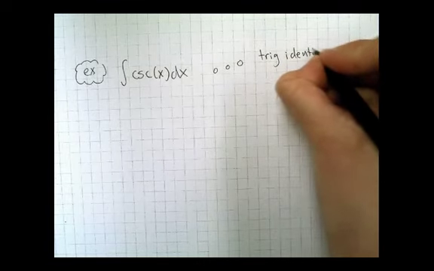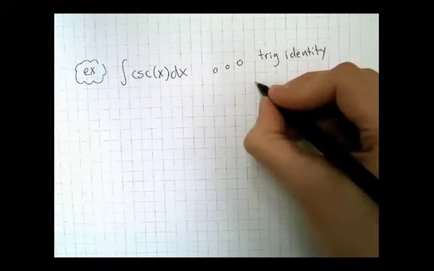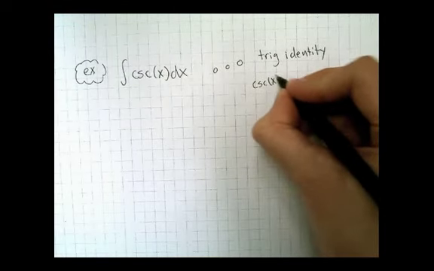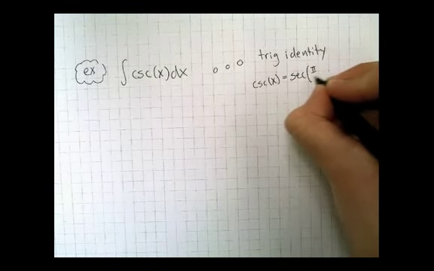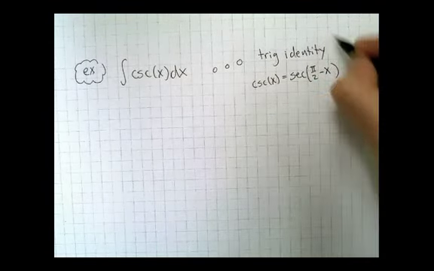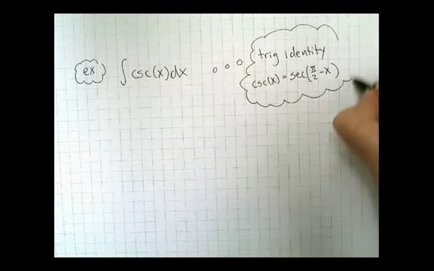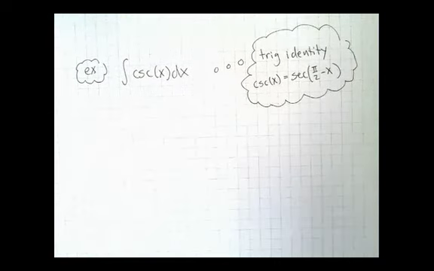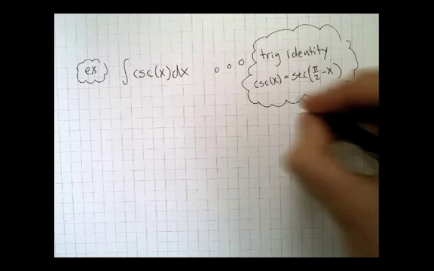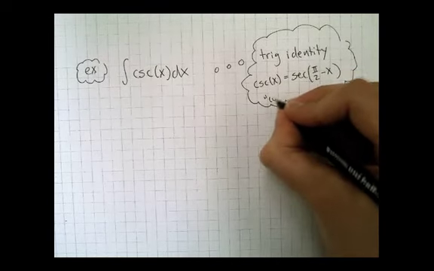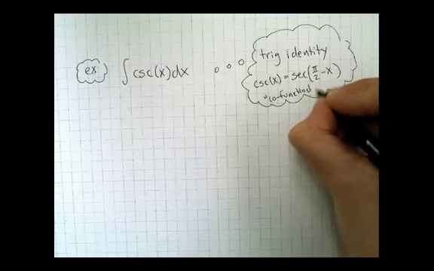So, trig identity. I'll make my little thought bubble here. And I'm going to use this trig identity: cosecant of x is actually equal to the secant of pi over 2 minus x. If you look up that trig identity on the cheat sheet I gave you, or inside your textbook, and look at all the trig identities, those big lists, this is one of them. It's called a cofunction identity.